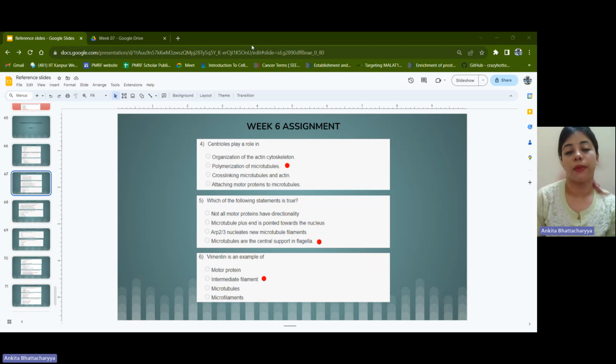They would either move towards the plus end of microtubules or the minus end of microtubules, depending on which class they belong to and which type of motor protein we are talking about. We can actually have several subclasses, and their directionality is critical to be maintained in the long run. Then we are asked whether the microtubule plus end is pointed towards the nucleus. It's certainly not pointed towards the nucleus. It's a false statement. Then we have ARP2/3 nucleates new microtubule filaments, also not true.